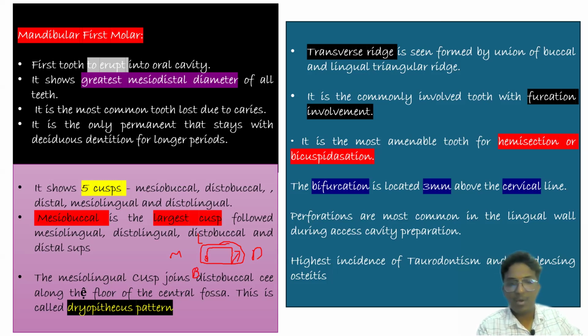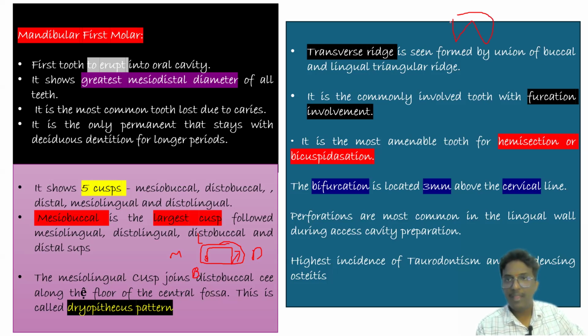And a mesiolingual cusp joins a distobuccal cusp along the floor of the central fossa, and this forms a diapithecus pattern. There are two curves coinciding with each other. Transverse ridge is formed by the union of the buccal and lingual triangular ridges, and it is a commonly involved tooth with furcation involvement, very frequently observed.